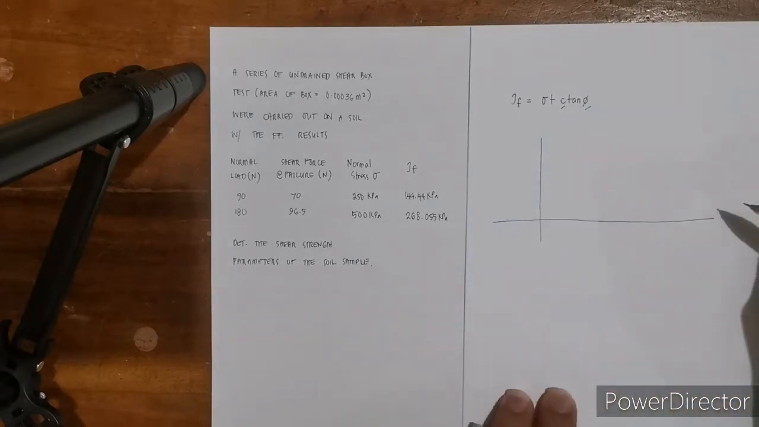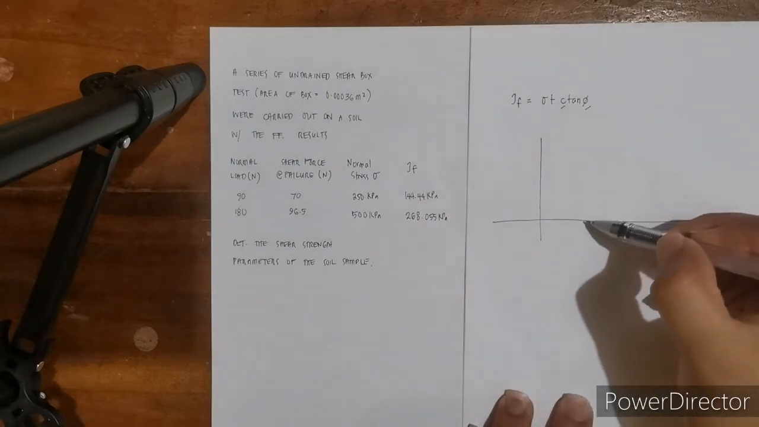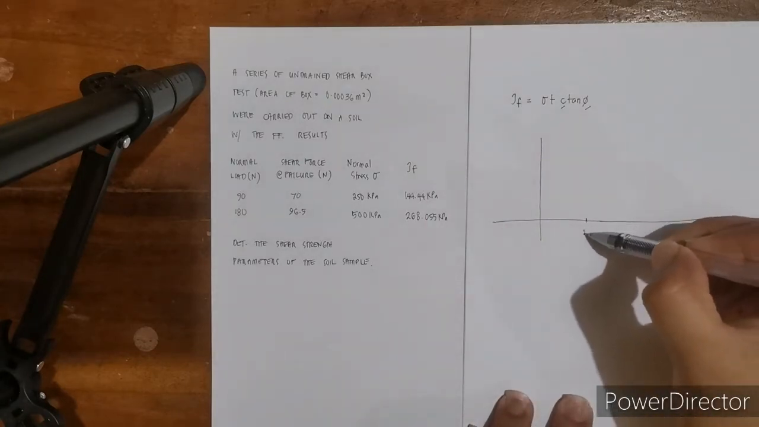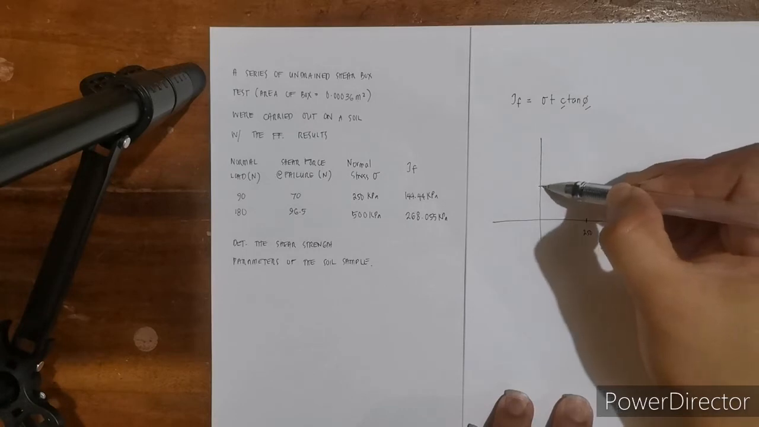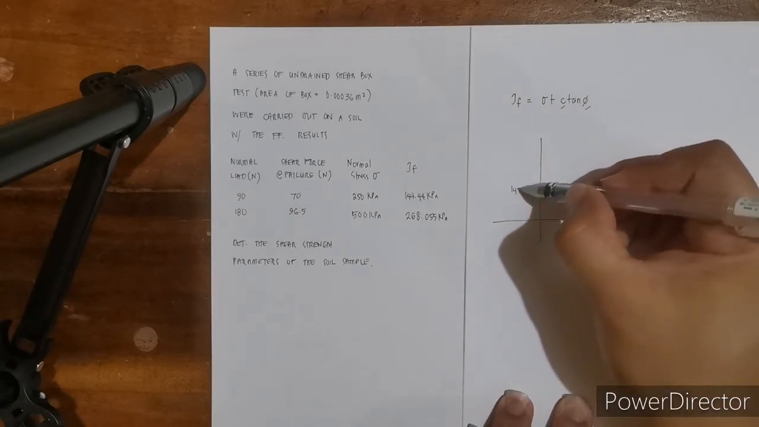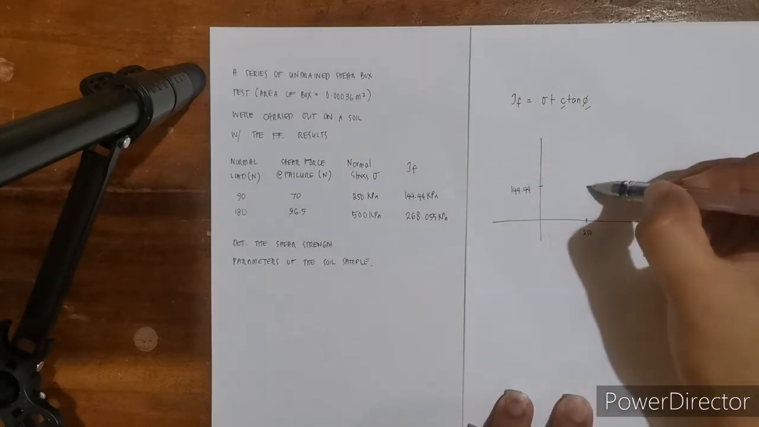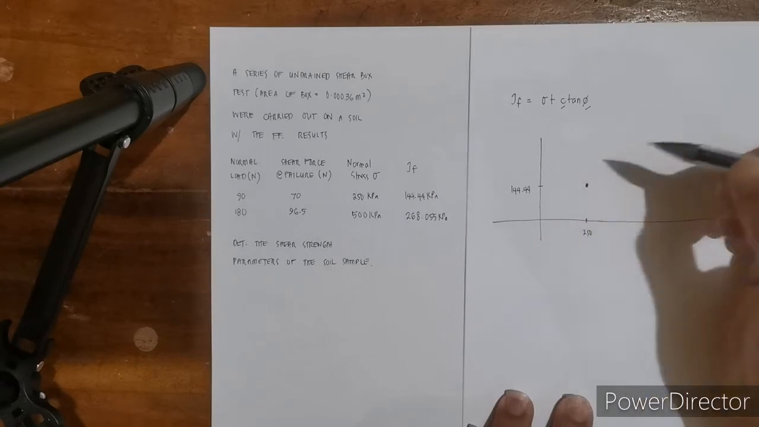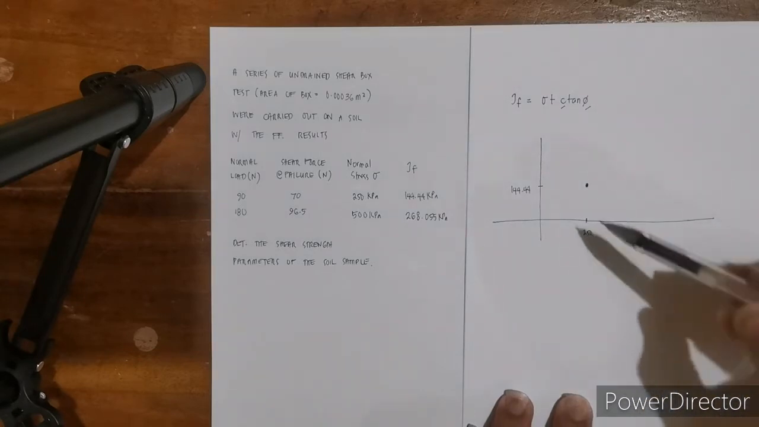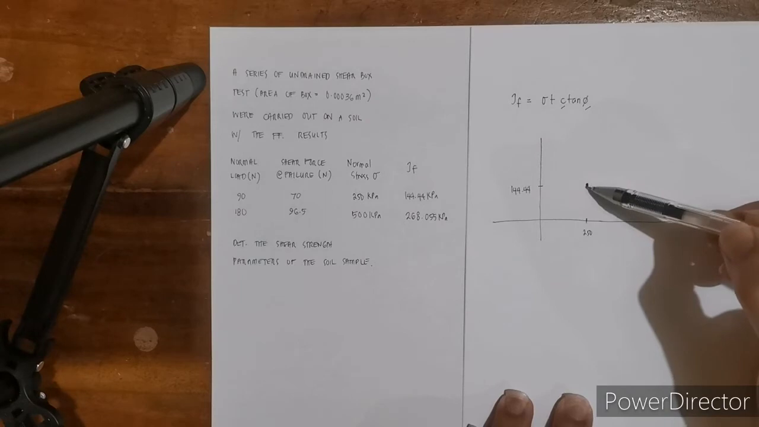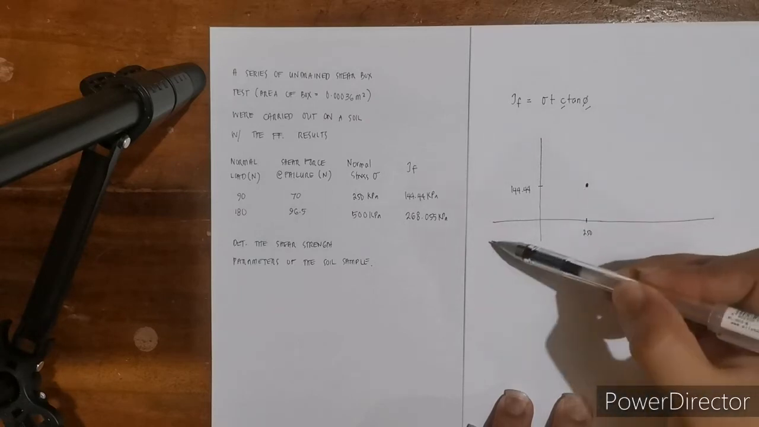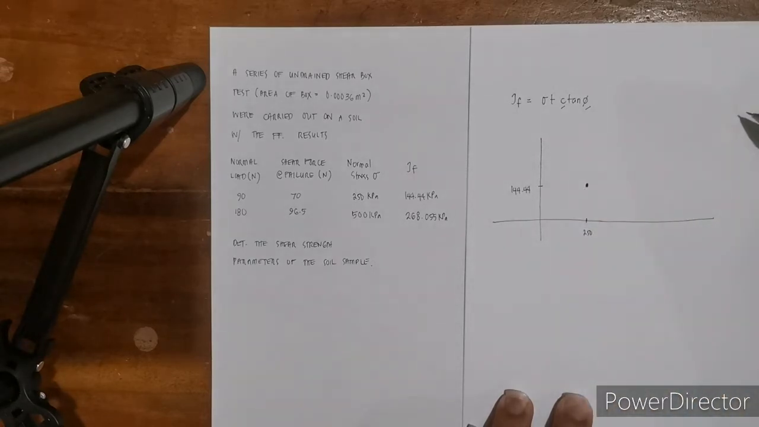So, since meron na tayong normal stress and then shear stress at failure, pwede natin i-plot yung ating points. So, we have the normal stress. If the normal stress is 250 kilopascal, the shear stress at failure is 144.44. That is the point of failure. Ayan mismo yung intersection ng ating Mohr circle at saka ng ating failure line.